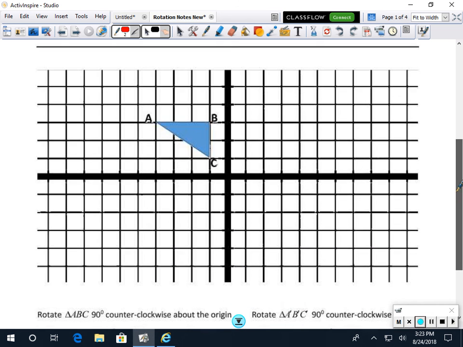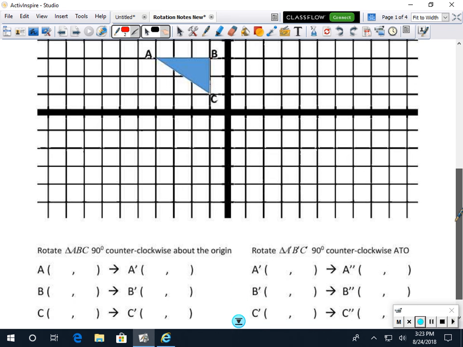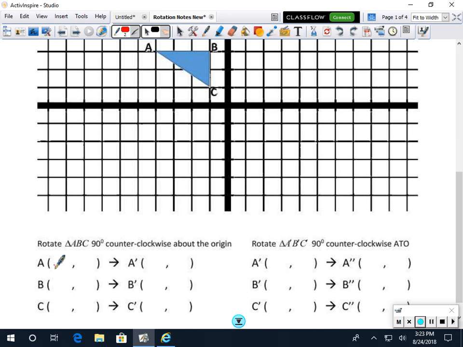Alright, so looking at the very first graph here. The original picture, the pre-image, that's how we refer to it. Pre-image is ABC, and the coordinates for those points, A is at -4, 3, B is at -1, 3, and C is at -1, 1. Whenever we do the rotation here, they're wanting us to rotate 90 degrees counterclockwise.